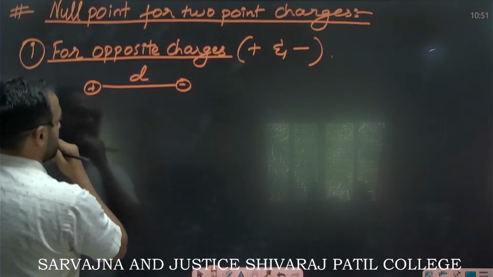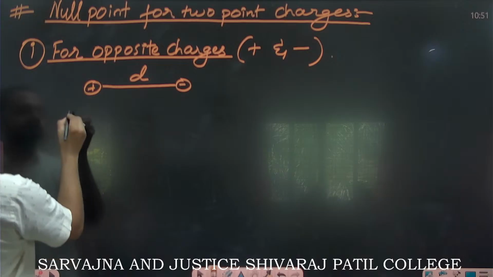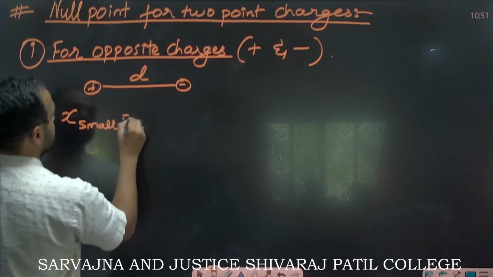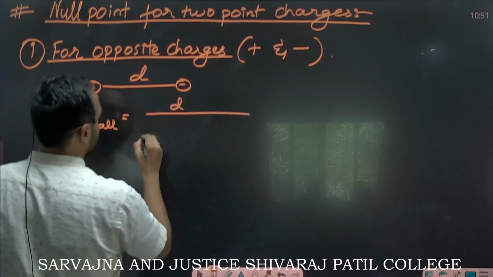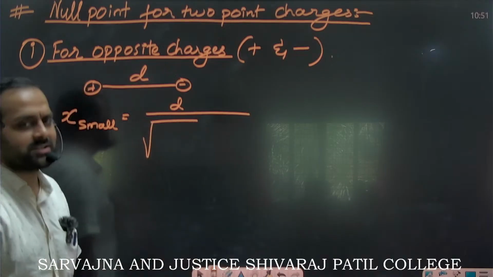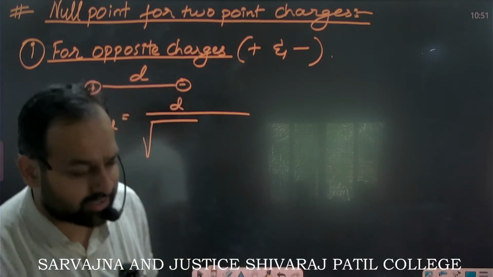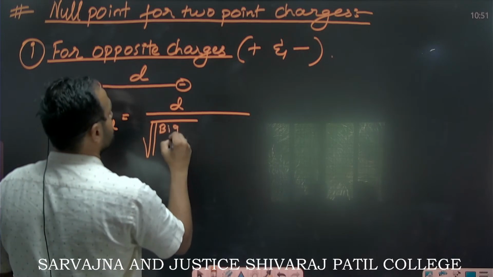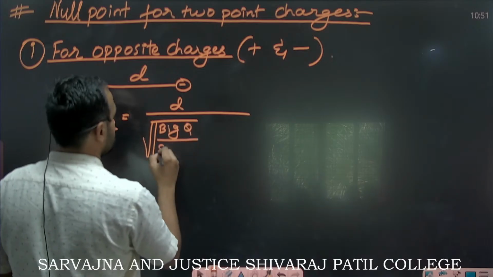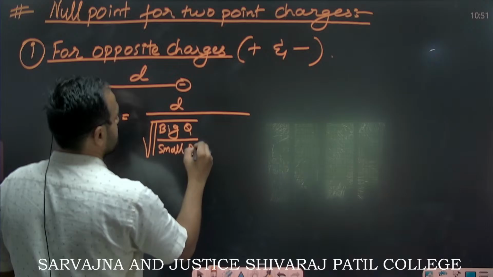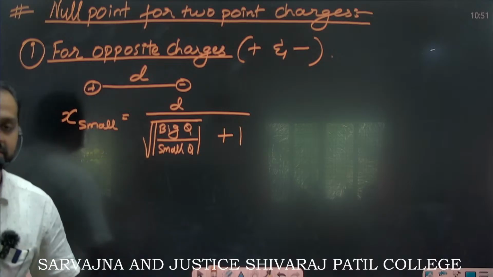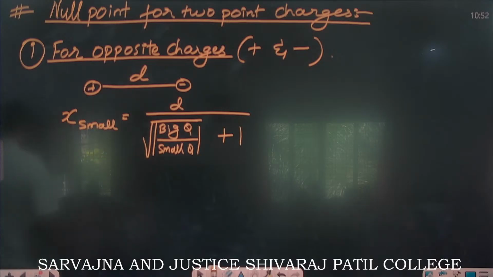Let's say the distance x from the small charge is equal to d divided by under root of, because in charges you have both positive and negative types of charges, what we do is take the mod of big charge by small charge, plus 1. Does the plus 1 come outside the square root or inside? Outside.